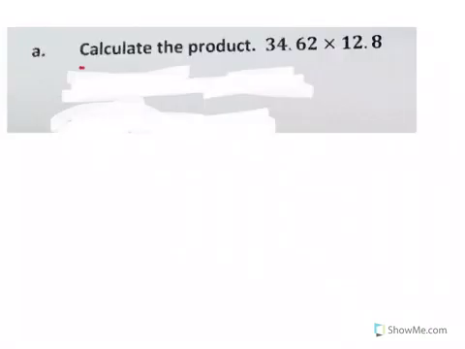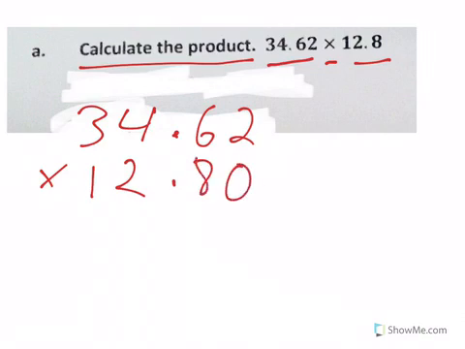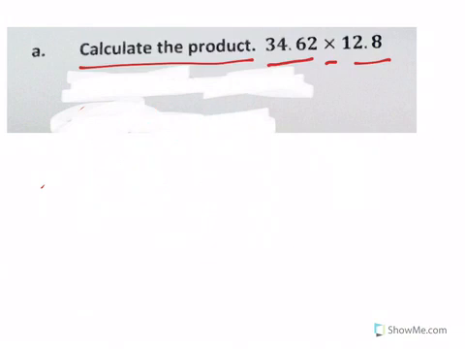Our first question says, calculate the product, and we know that the product is the answer to a multiplication equation. It gives us 34.62 times 12.8. Lots of different ways we could solve this, but traditionally most people would say 34.62 times 12.8, maybe fill in a zero there if they wanted to make it even, but wouldn't necessarily be required. We're not going to do it that way. We're actually going to use fraction multiplication. There's a few other steps here that I will show you, but let's get into it.